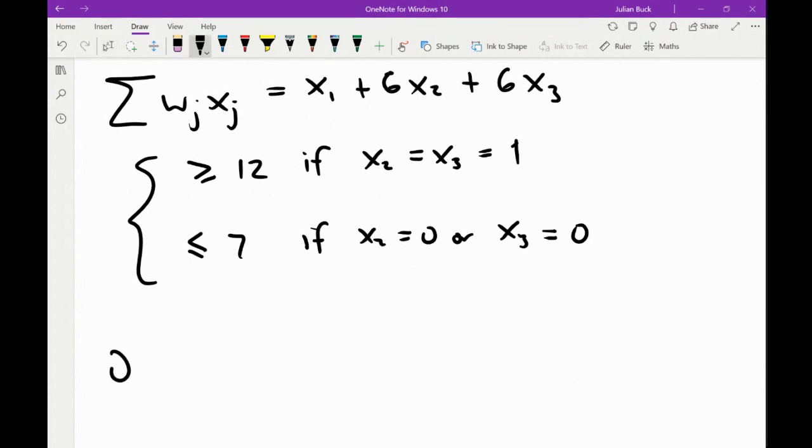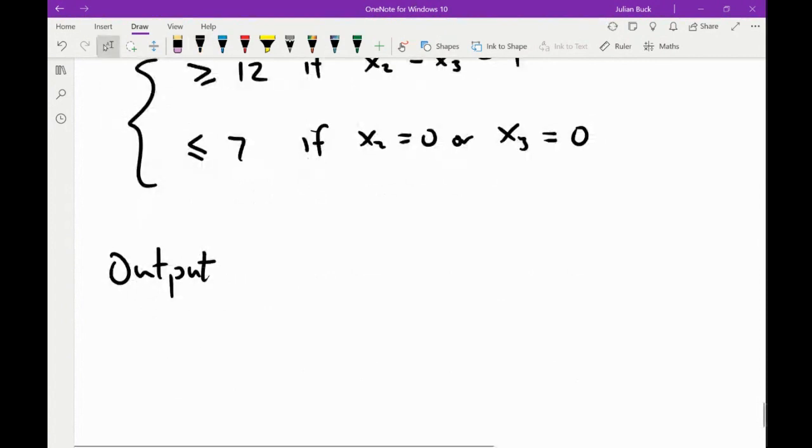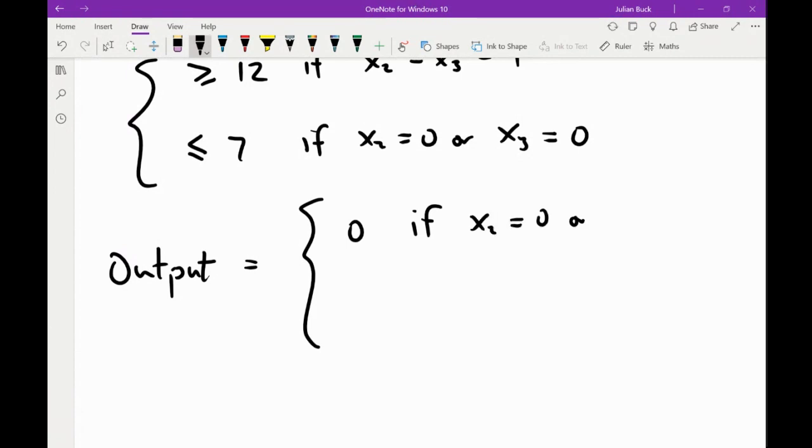So then the output is going to be 0 if x2 equals 0 or x3 equals 0. And it's going to be 1 if x2 and x3 are both 1, which of course is exactly what we wanted. We're going to only attend if it's accessible by transit and has food. Otherwise, we're not.